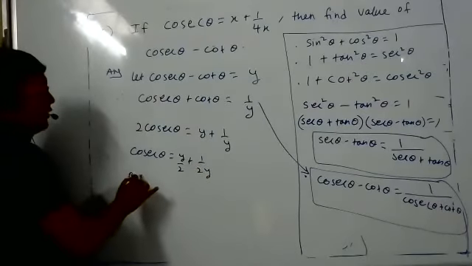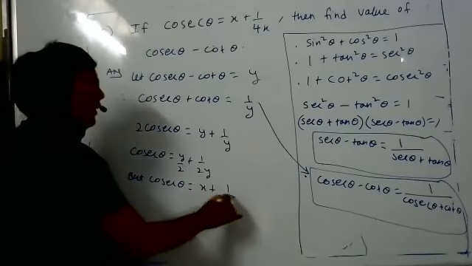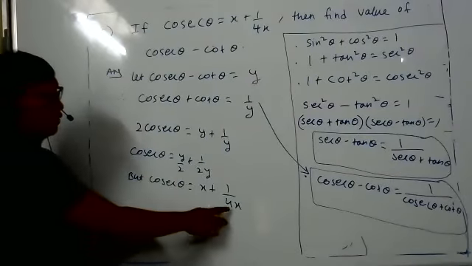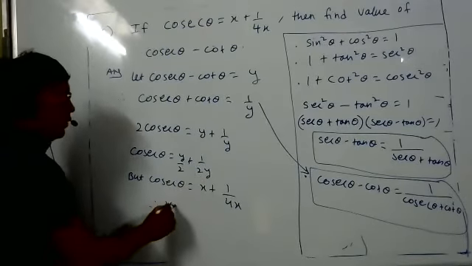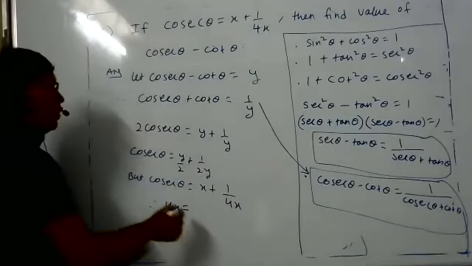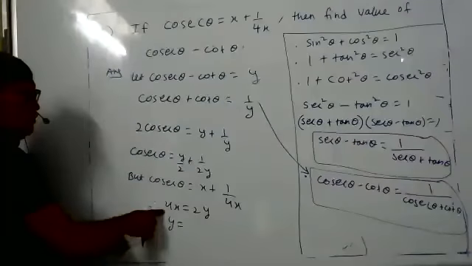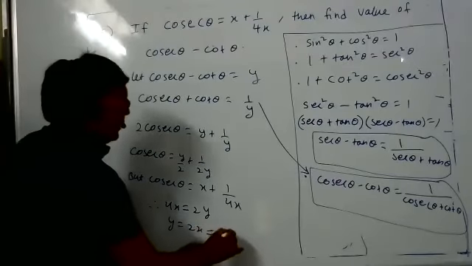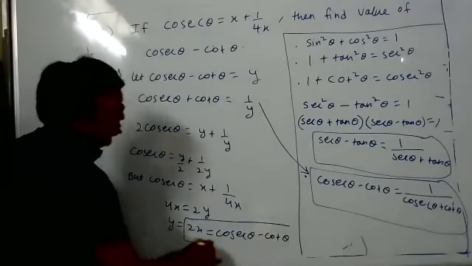But cosecant theta, how much is given in the question? x plus 1 by 4x. This means compare. Comparing, 4x is equal to how much? 2y. Therefore, 4x is equal to 2y. But what we have to find? We have to find the value of y. 4x is equal to 2y, so y is equal to what? 4x by 2, which is 2x. So y is 2x, which is equal to cosecant theta minus cot theta. Answer is 2x. Have you got the same answer?